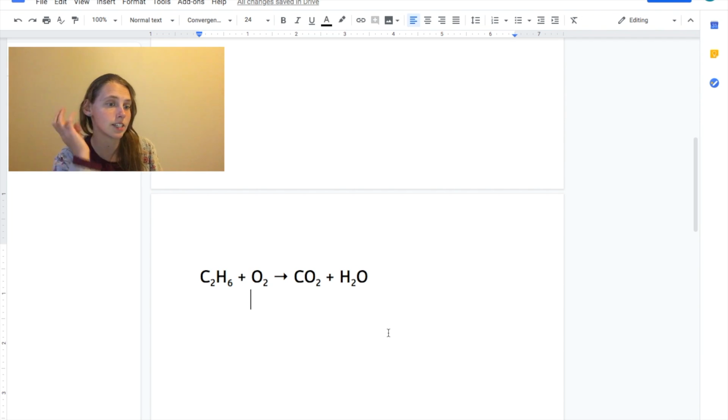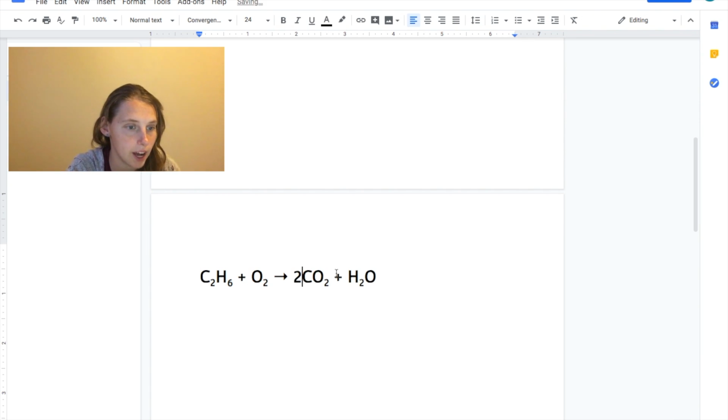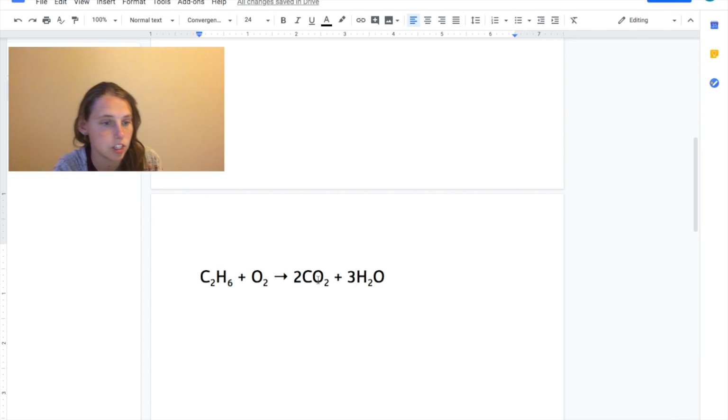A combustion equation is some carbon compound. Here we have C2H6 plus oxygen gives you carbon dioxide and water. So let's start balancing this. I have C2 over here. All right, let's put 2 carbon dioxides over there. H6, obviously I'll put 3. So we have 6 H's on the left, 6 H's on the right.